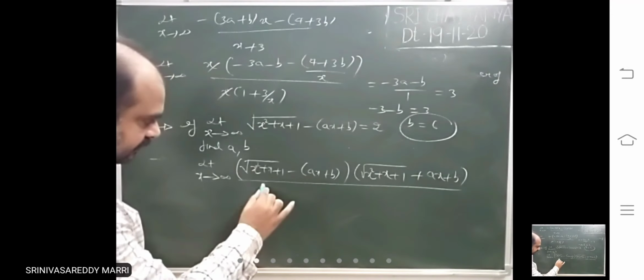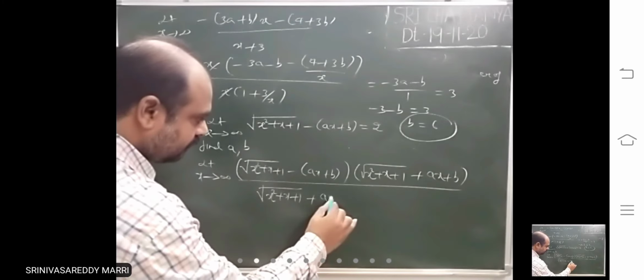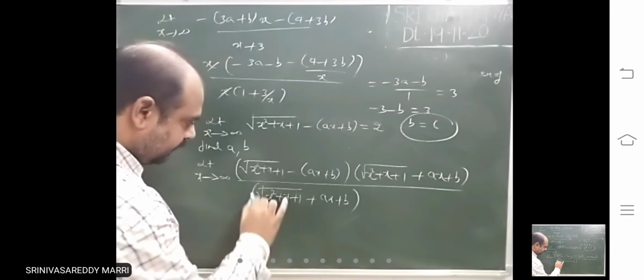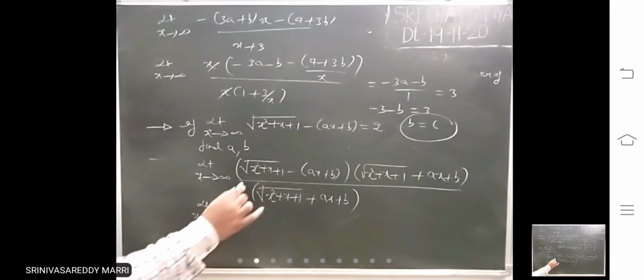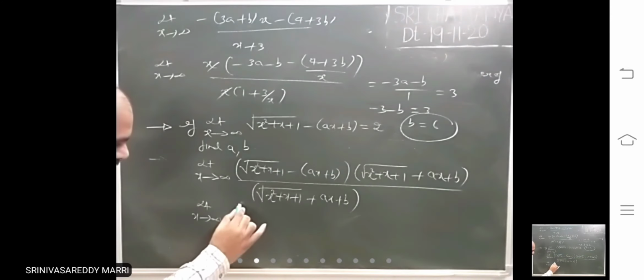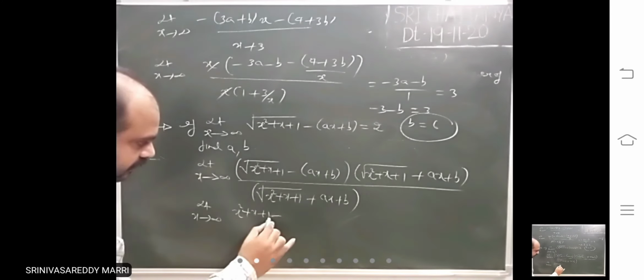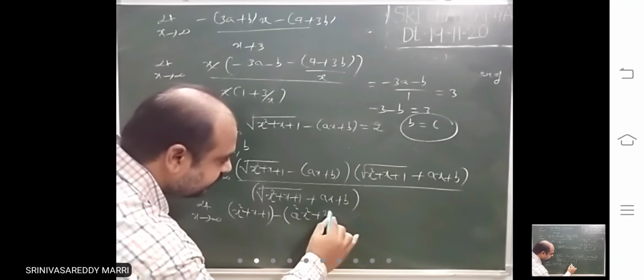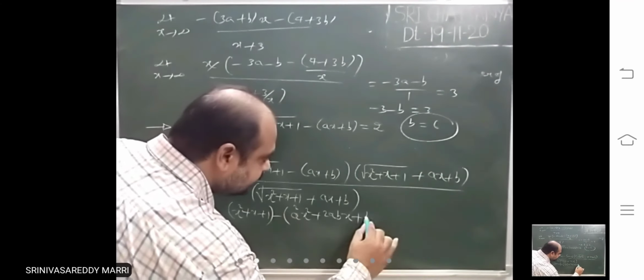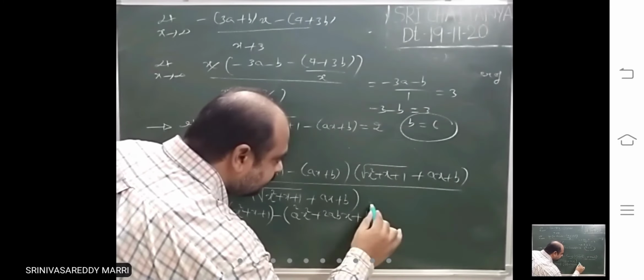Divided by... rationalize. The numerator must be free from the root so that you can decide what degree it is. So in the limit, what you will get is (a minus b) into (a plus b), minus of this square, (a plus b) whole square, which is a square x square plus 2abx plus b square.